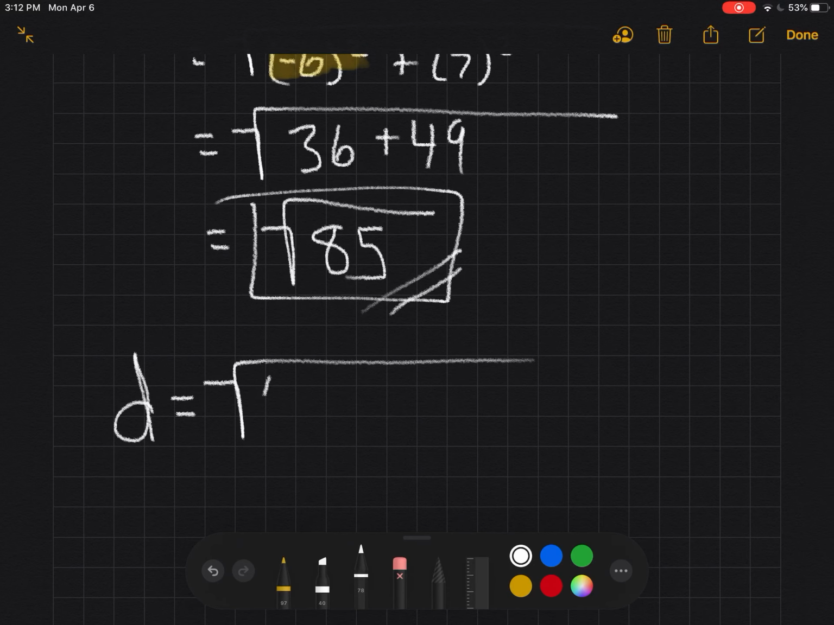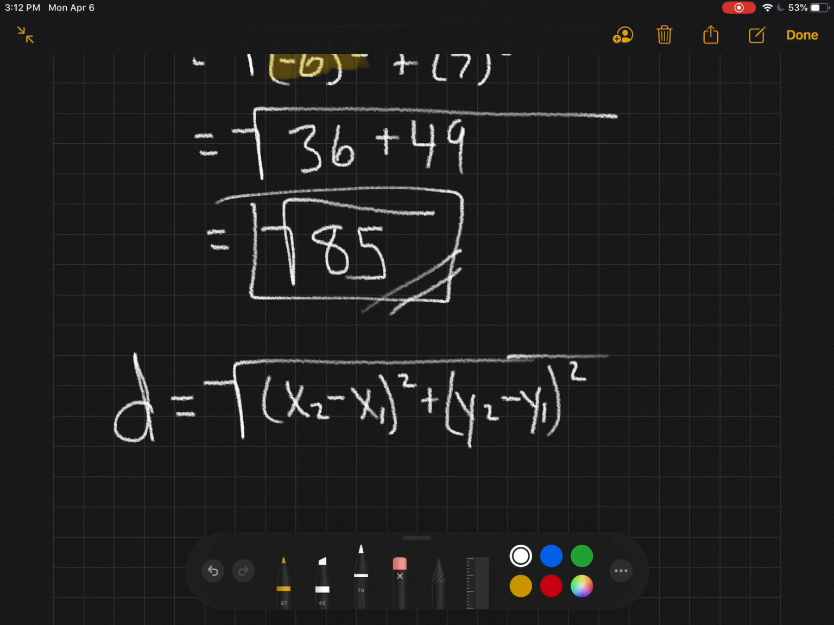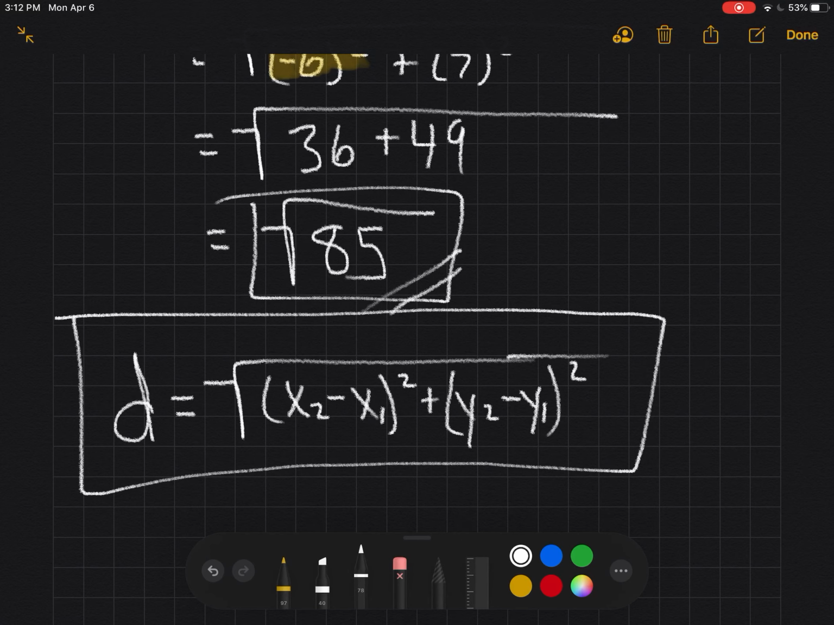So here is our distance formula we can use every time. d is equal to the square root of x2 minus x1 squared plus y2 minus y1 squared. That's our distance formula.